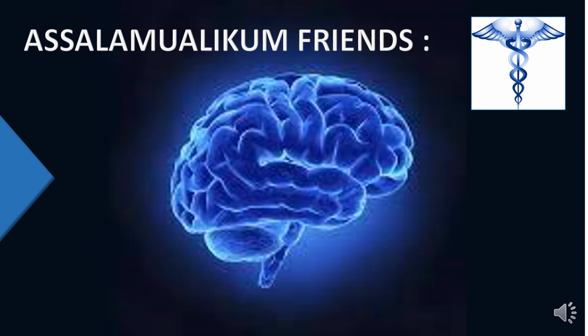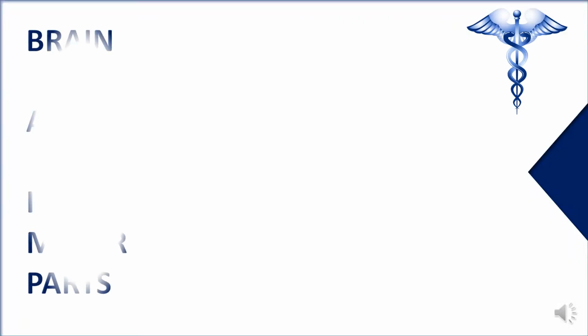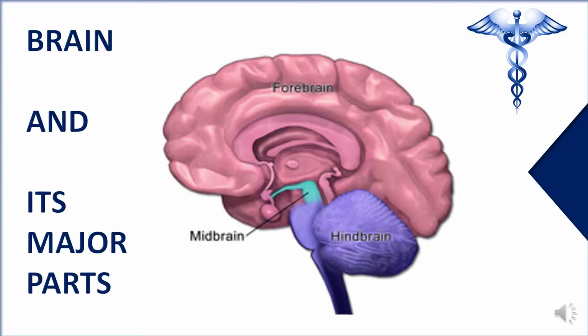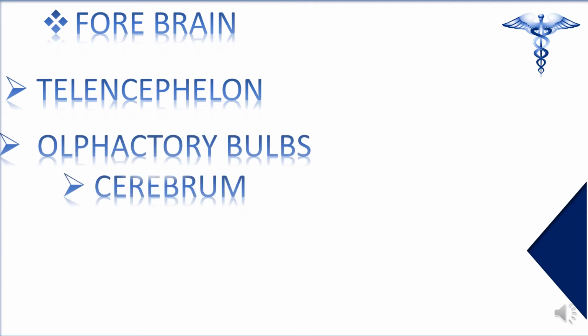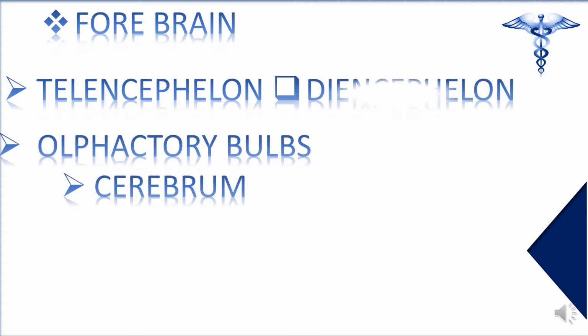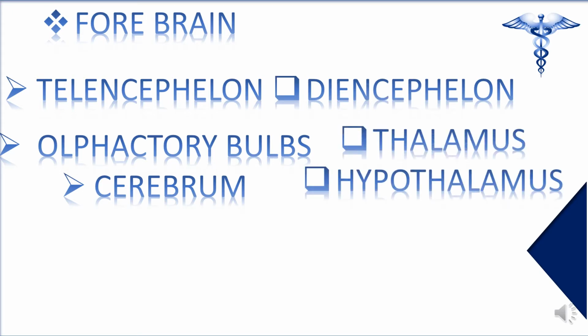So without delay, let's start. Here you can see the major portions of the brain: forebrain, midbrain and hindbrain. The forebrain is divided into the telencephalon, which is further divided into the olfactory bulbs and the cerebrum, and the diencephalon, which is further divided into the thalamus and hypothalamus.